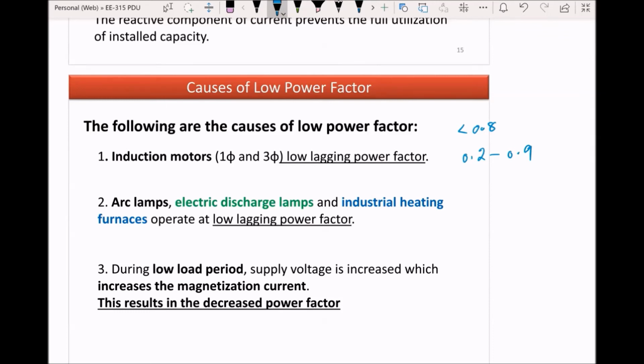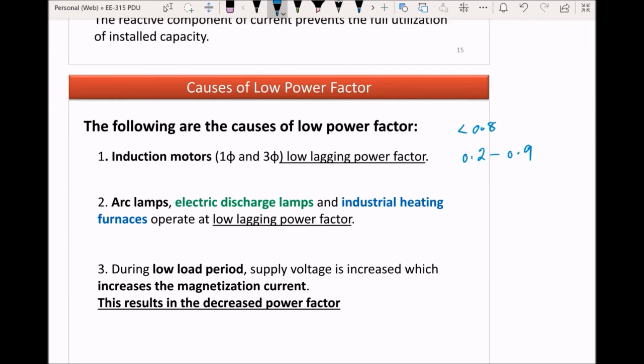The next cause, similarly, is electric lamps. Not the incandescent lamp, but the arc type lamps and discharge lamps, which convert electricity into light, also operate at low power factor, and that can incur high I squared R losses, and that is also a cause of low power factor. We are going to study these arc lamps in the forthcoming lectures on illumination.